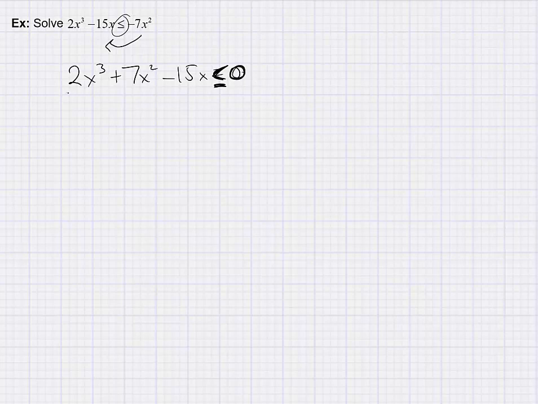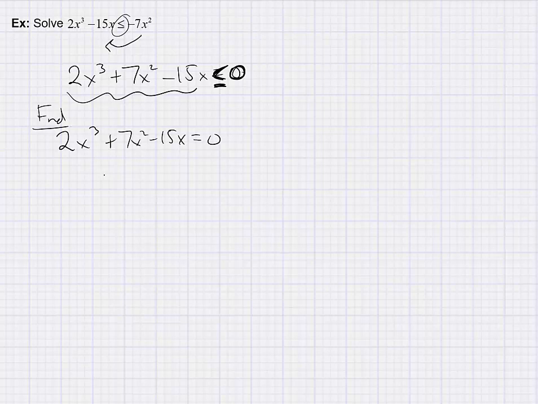Next, we want to figure out when this side is equal to 0 or undefined. Well, it's a polynomial, so I don't have to worry about undefined. Equal to 0, though, would be when 2x cubed plus 7x squared minus 15x equals 0, right? I've got to figure that out.